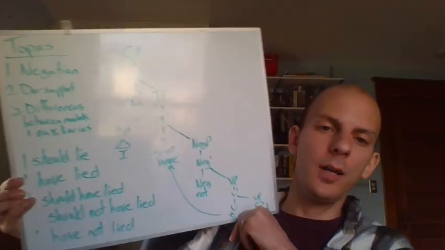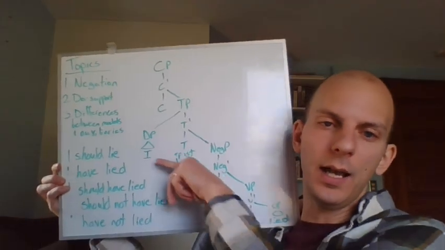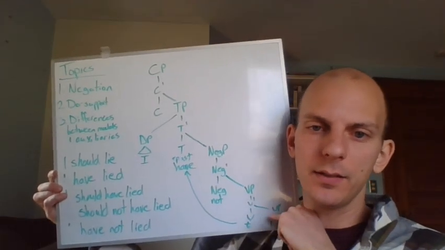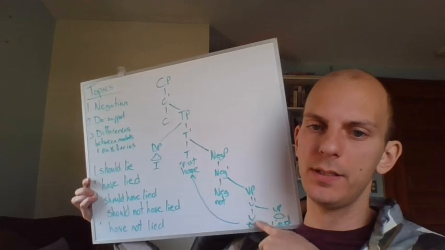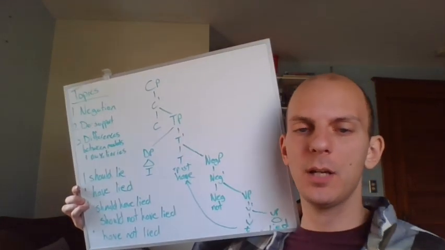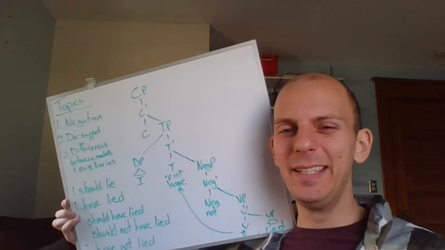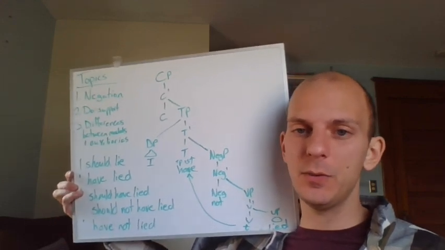So I'll put a little trace in there. We'll move have up. Bam. I have not lied, right? There's my little trace of this moving up. So you get this V to T movement, V to T movement here.